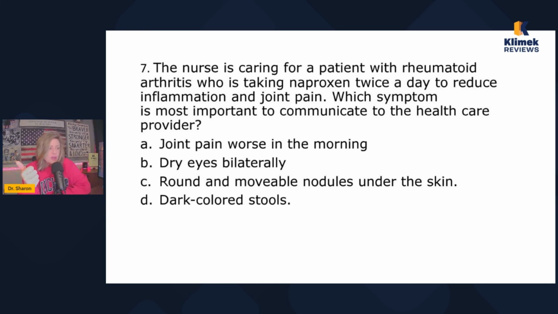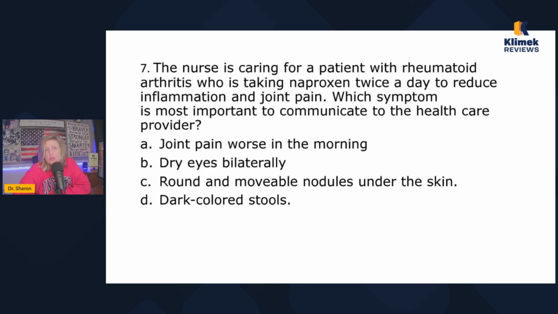Joint pain worse in the morning. Actually, that's expected with rheumatoid arthritis. Dry eyes bilaterally. That may be expected. Even if it's not expected, dry eyes is not a big deal. So to me, that's not something you call the doctor about. C, round and movable nodules under the skin. And I go, well, that's expected with rheumatoid arthritis. D, dark colored stools. Well, dark colored stools is not expected.